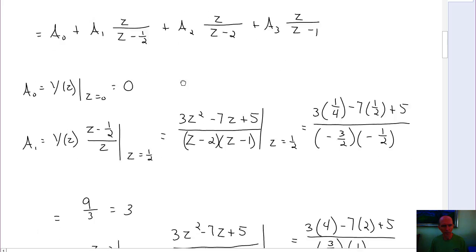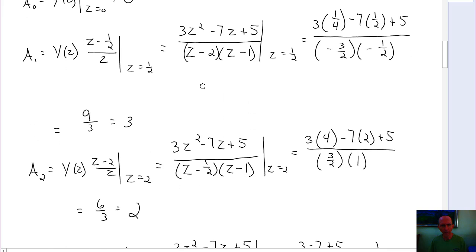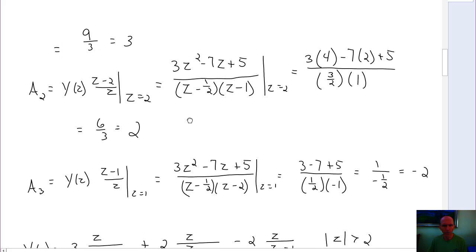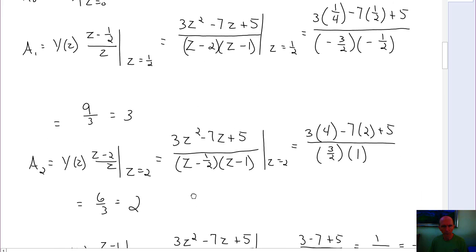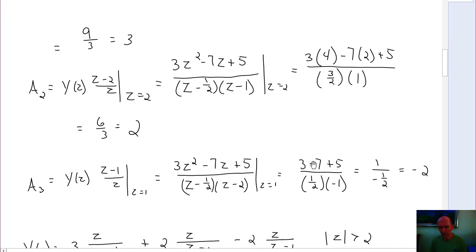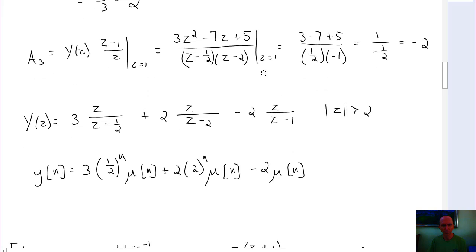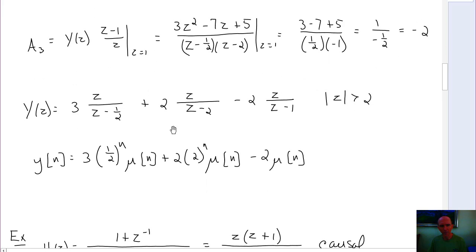Calculate a0, calculate a1, calculate a2. This is all the same things we've done before, so let me put it here on the screen, but you can pause it if you want and go through it. So I get 0, 3, 2, and negative 2 for the coefficients. So this is what Y(z) would look like once we do the partial fraction expansion.